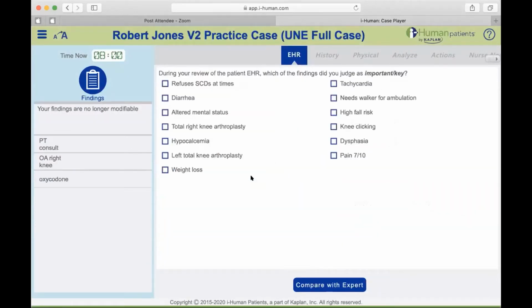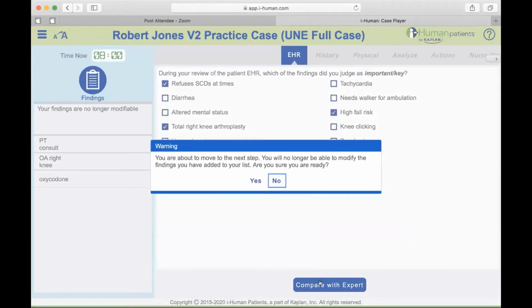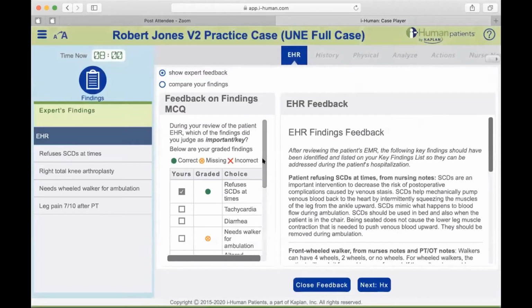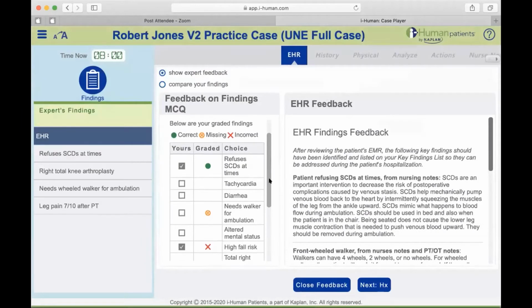In this step, here's our multiple choice question. So, refused SCDs, I think I saw that. Right total knee arthroplasty, high fall risk, and pain. Let's select those. We compare with the expert. The warnings are stating, are you sure you're ready to move on? And yes, we are. Now, in comparison to the expert, your students not only have a visual finding.